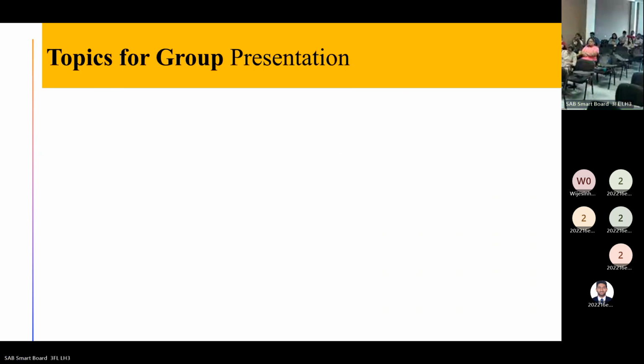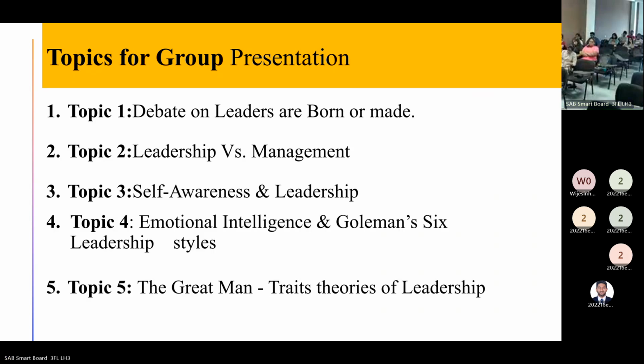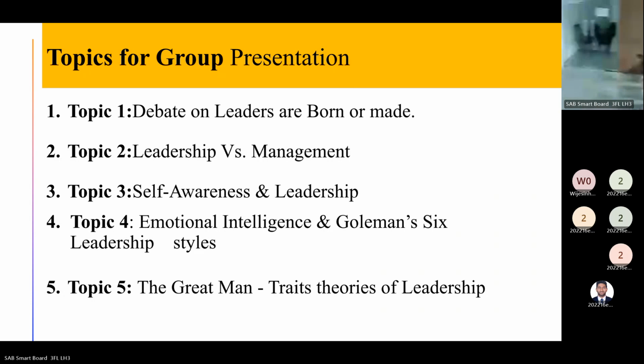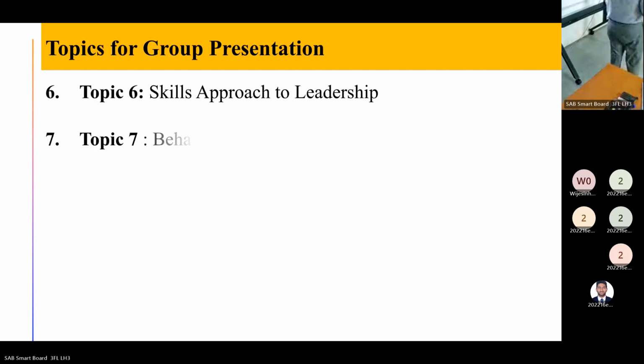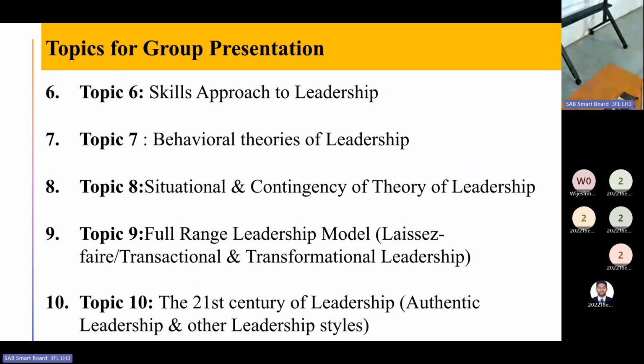So this is very simple. Topics are these: leaders and managers, leadership versus management, self-awareness and leadership, emotional intelligence and formal basic leadership, great man theory and leadership. That is five topics. You also have 10 groups, no? 10 teams. Then skill approach to leadership, behavior theory, situational theory. Same topics, no need to repeat. What you have to learn every lecture, you have to do from the lecture and the reading. So I will get a group list. Once I receive it, I will give which topic. Okay, these are the topics.